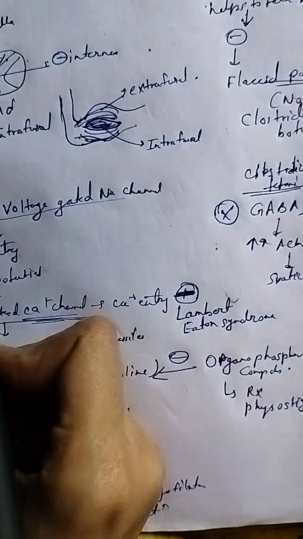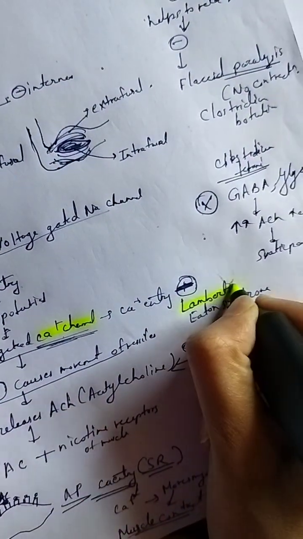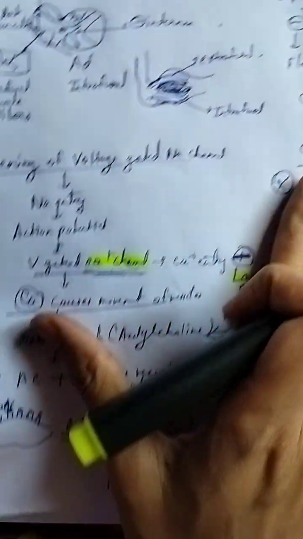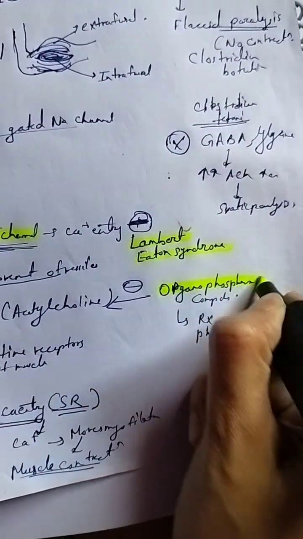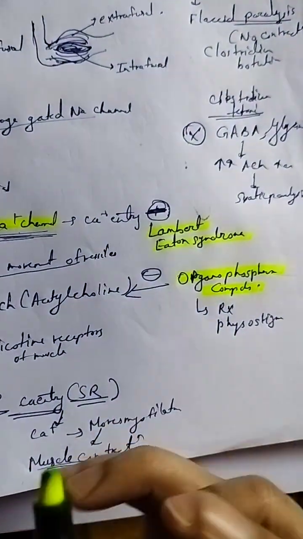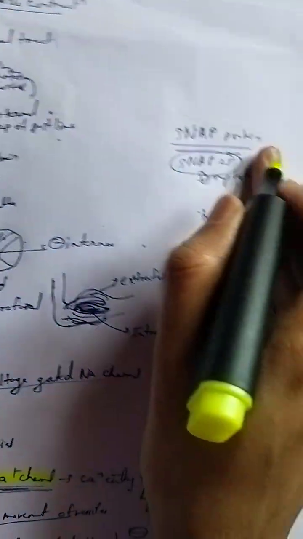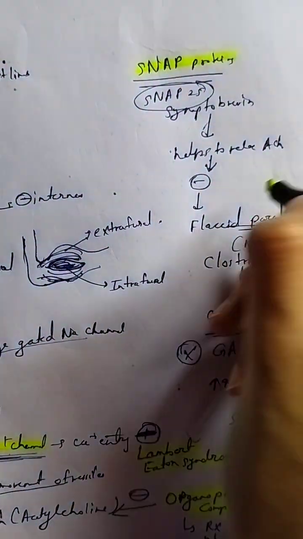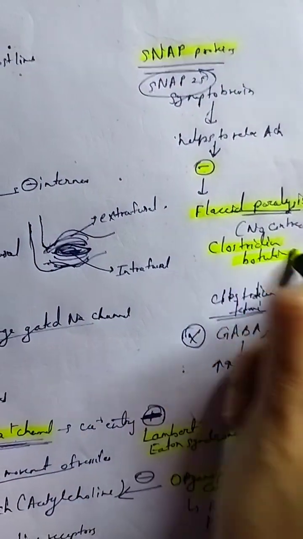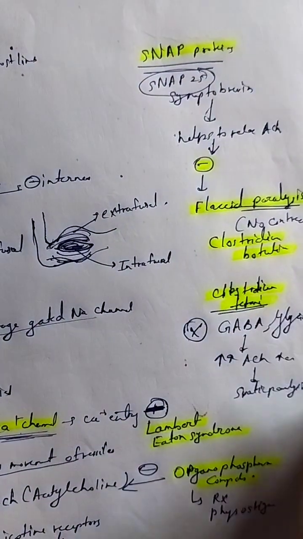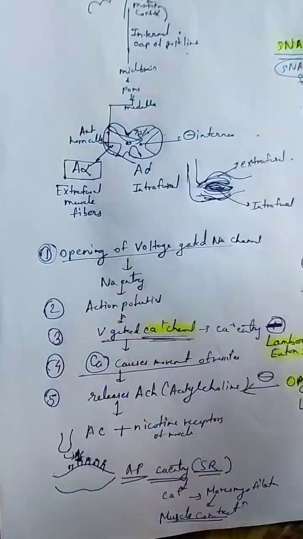The most common syndrome occurs due to the inhibition of the calcium channels, then it is Lambert-Eaton syndrome. Then for inhibition of acetylcholine release, organophosphorus compounds and myasthenia gravis occur. If the SNAP proteins are inhibited, then flaccid paralysis occurs, and it is due to Clostridium botulinum. If Clostridium tetani was there, then spastic paralysis occurs.